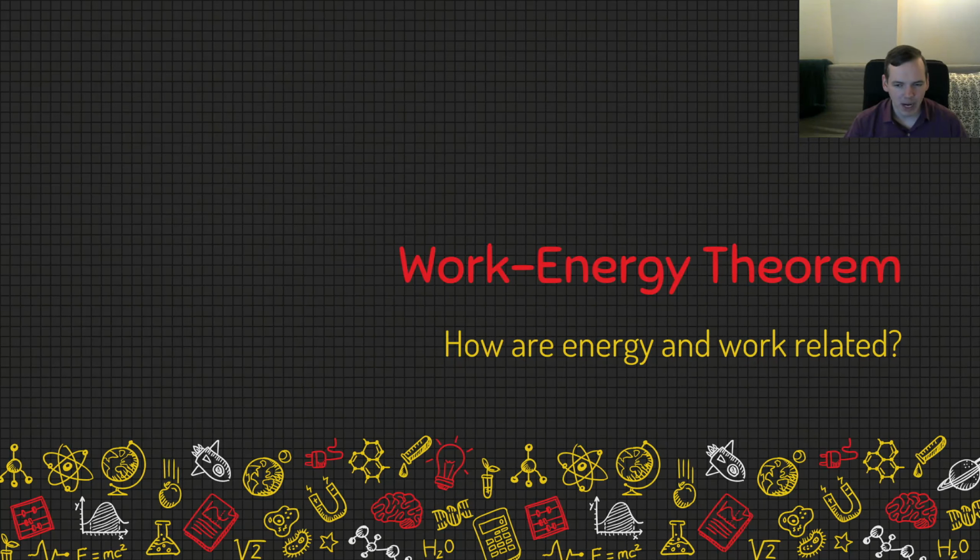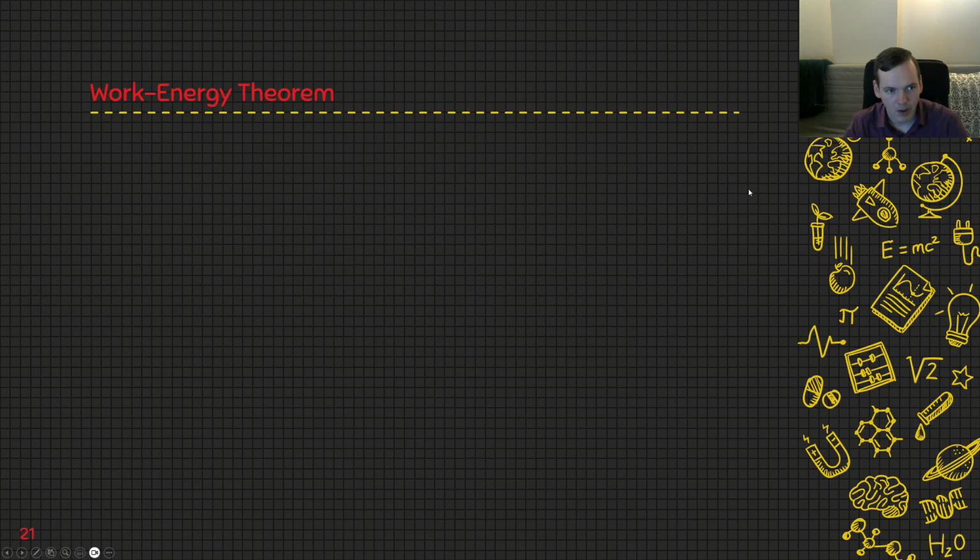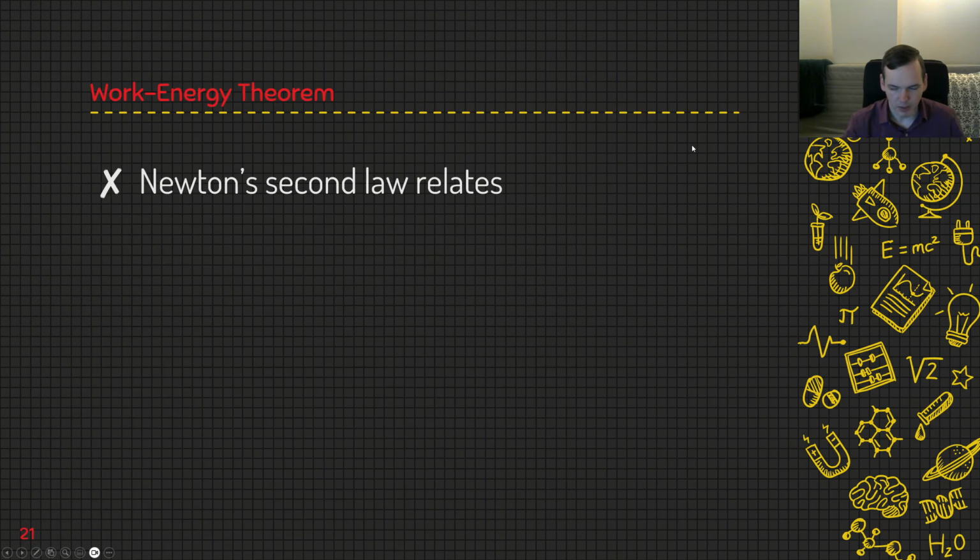Let's talk about how work and energy are related. We've already hinted at this, but let's give the real practical work here. Before we get into the work-energy theorem, we want to talk about Newton's second law, and that relates force and acceleration. Those are the two things we care about in Newton's second law for the sake of this discussion.